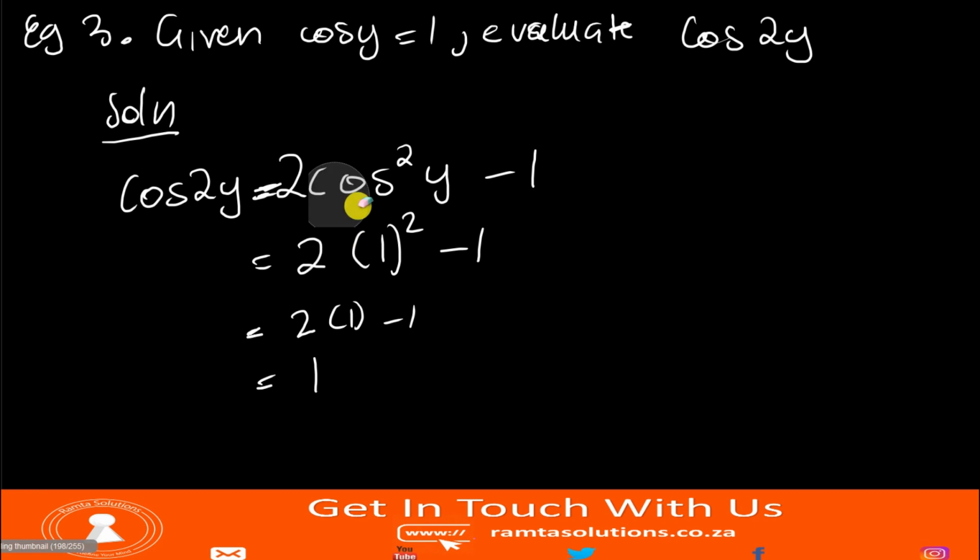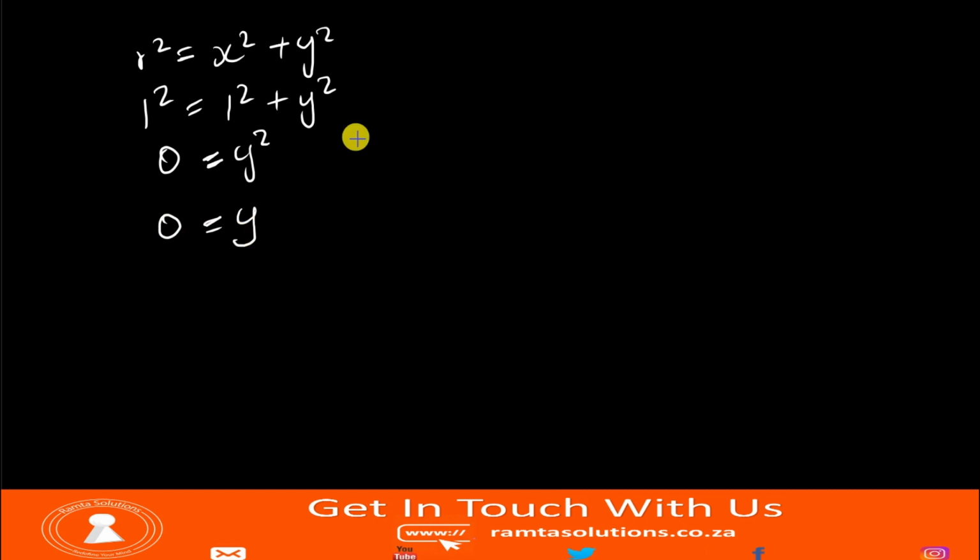So this is perfect, it's simply okay. But, like I said, sine y will be 0. Because if you don't believe me, r squared equals x squared plus y squared. So this is 1 squared plus 0 squared. So, if you are evaluating cos 2y and you want to use y, what do you say? Let's say you take this one here.